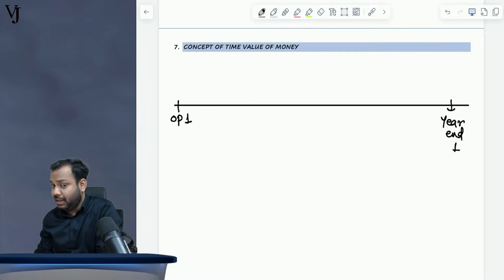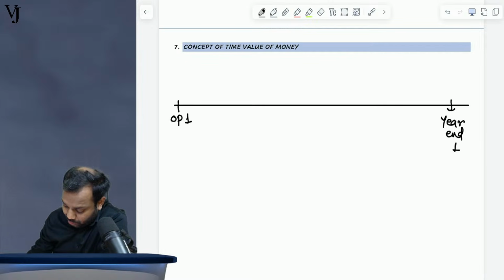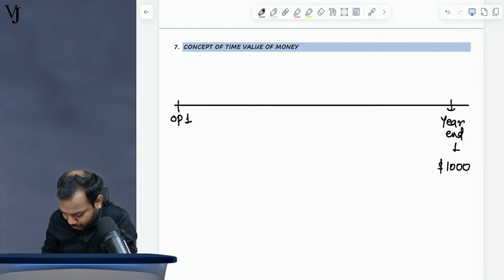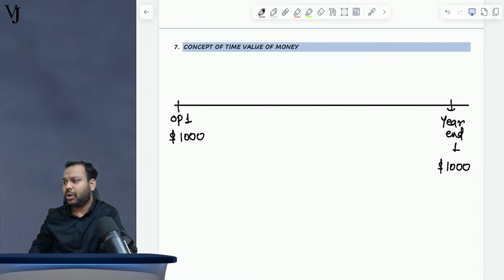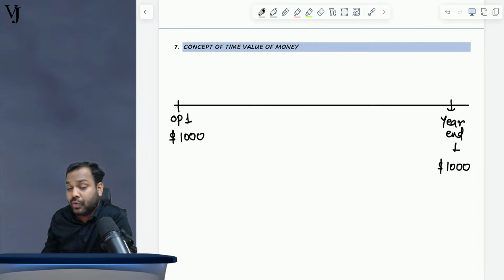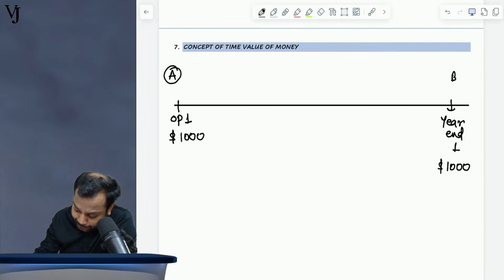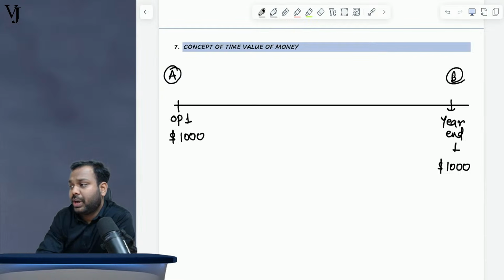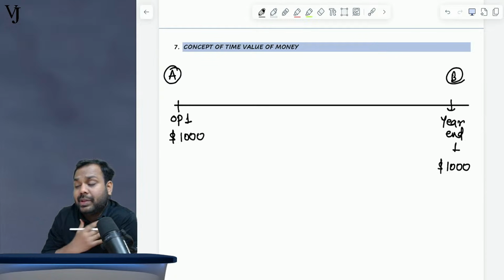But what I'm saying is, I'll give $1,000 in both cases. Now tell me which one do you want? This is option A. This is option B. Which one do you want, A or B? And it's a promise that I will give.